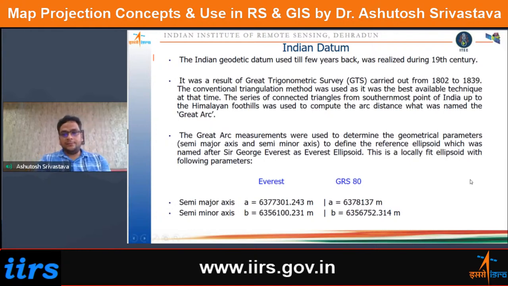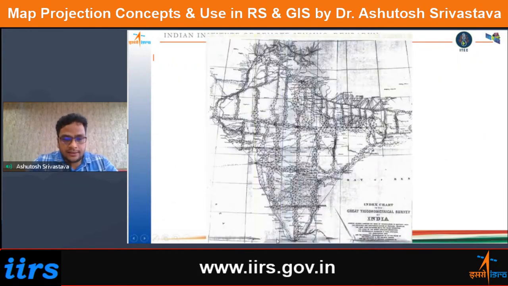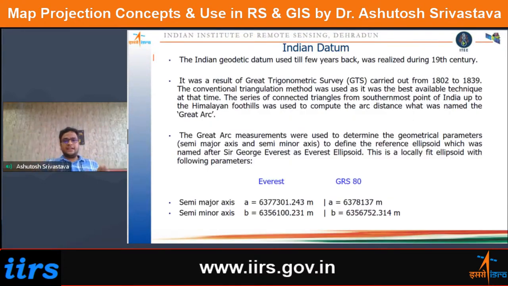So what the people in India did at that time, if you see the next slide first, it's a series of connected triangles they mapped from our southernmost point of India, from Kanyakumari, to the northernmost point near the Everest Himalaya. Like this, they basically did the Great Trigonometric Survey, and you see east to west and north to south, so many arcs are there. So what I told you, basically it was a series of connected triangles.